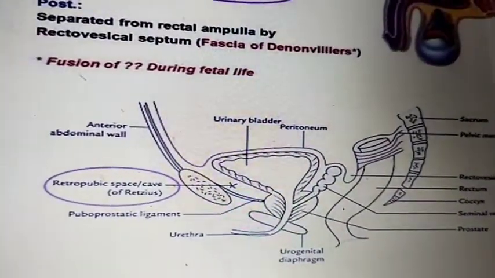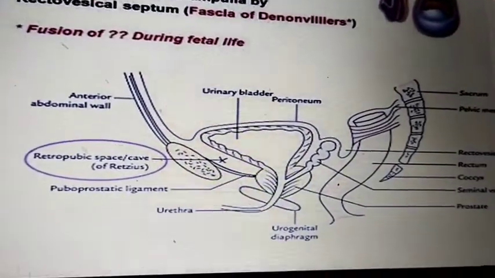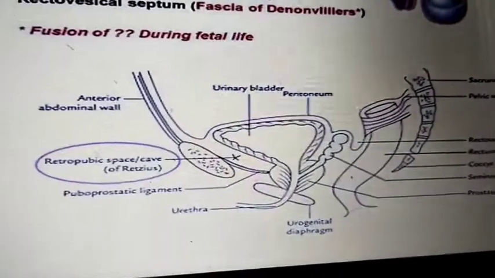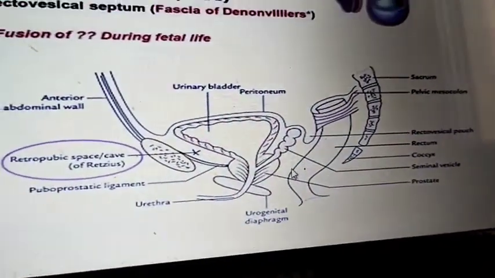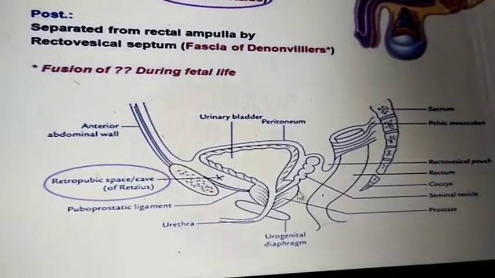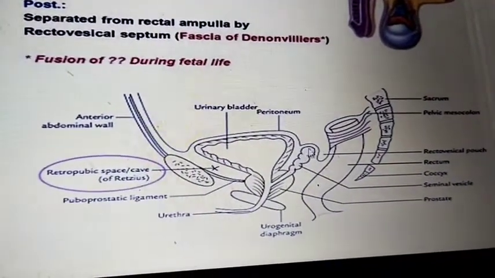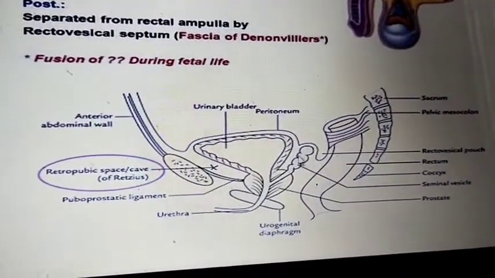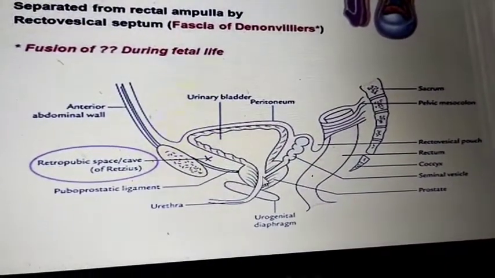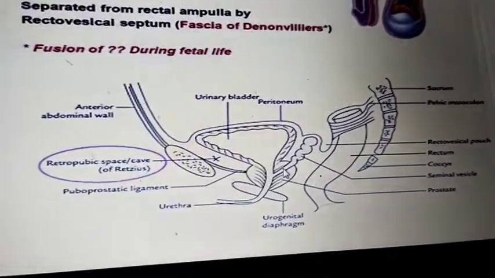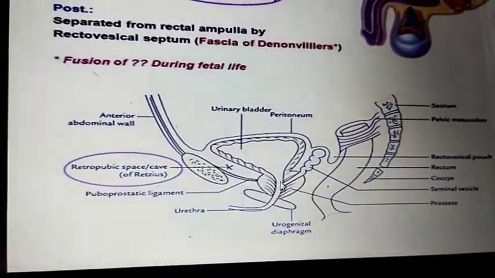Or sorry, rectovesical septa. Recto means rectum, vesical means bladder, and this is a septa. This is a rectovesical pouch, and these are the seminal vesicles. This is the seminal vesicle, which opens at the prostatic urethra.